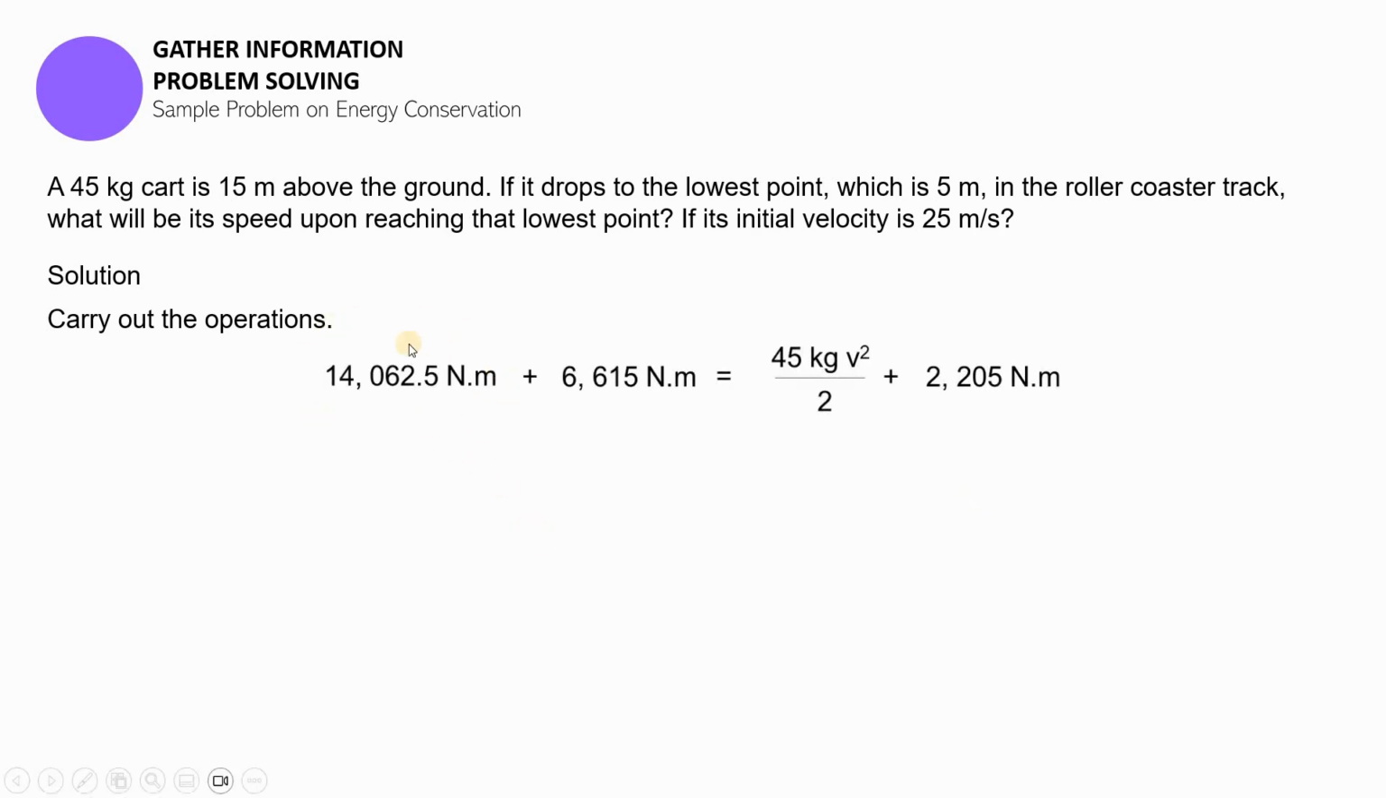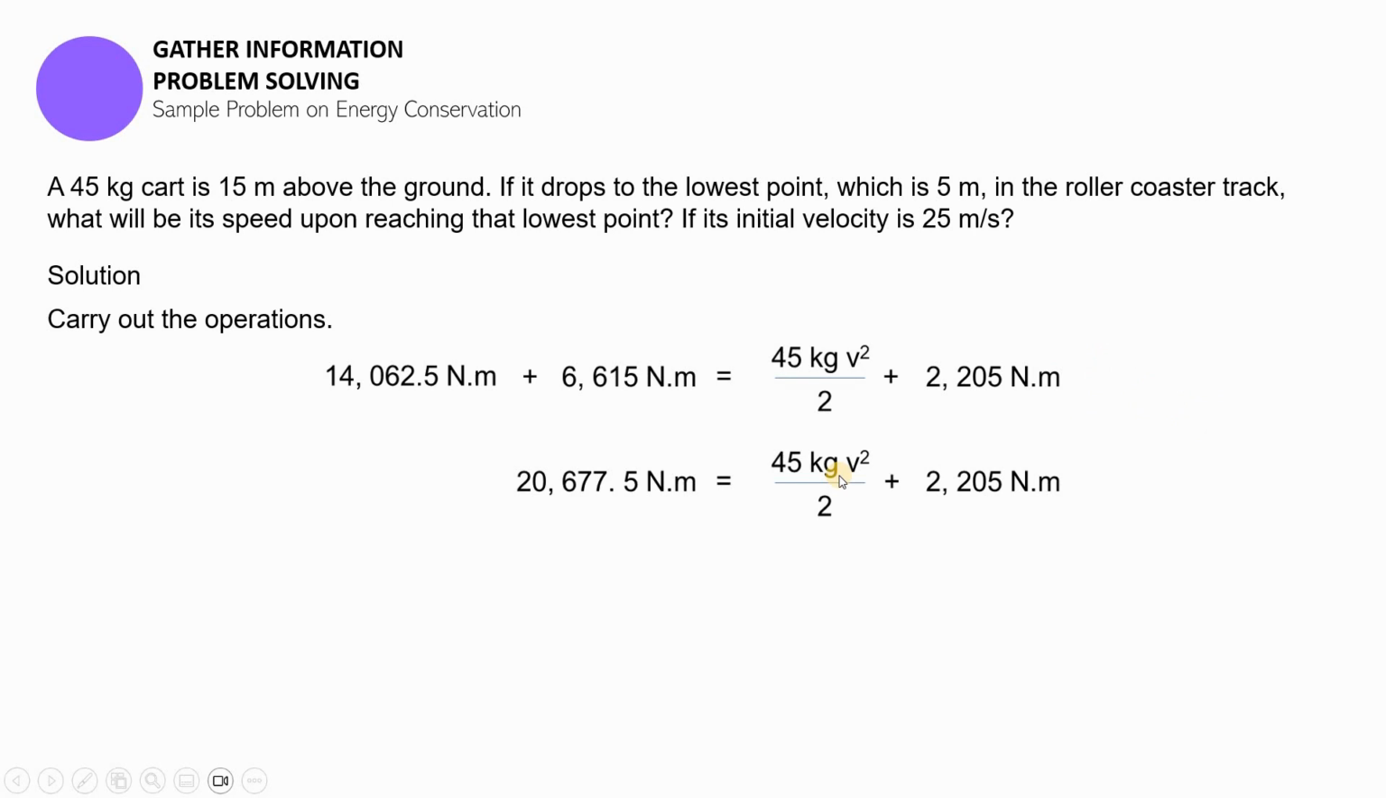So the result of the first set of operations will be 14,062.5 Newton meters, which is actually kilogram meters squared per second squared. And then it's going to be added to the result of the second set of operations, which is 6,615 Newton meters, again kilogram meters squared per second squared. And then that's going to be equated with 45 kilograms VF squared divided by 2, which couldn't be simplified in this case. It's going to be added to 2,205 Newton meters, again kilogram meters squared per second squared.